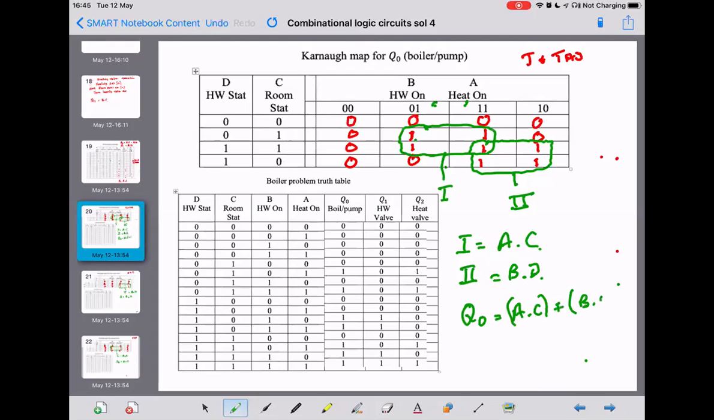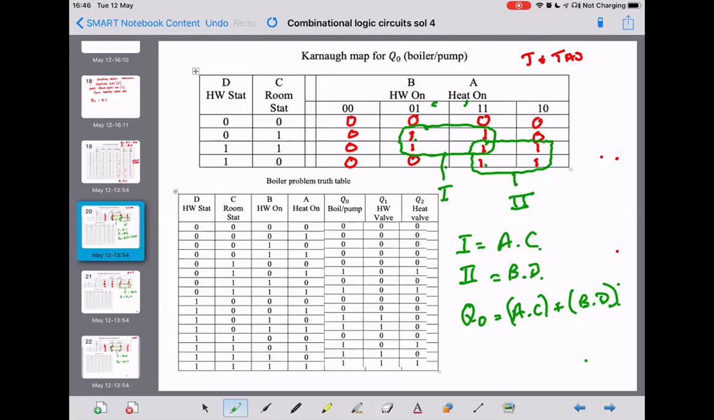or B and D. So Q0, where we would have had seven ones, seven four-input expressions, we've brought that down to two two-input expressions.